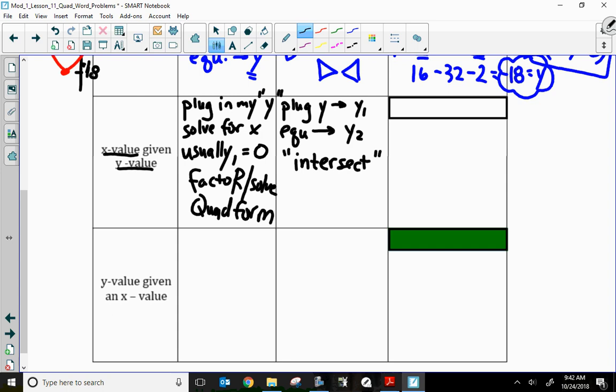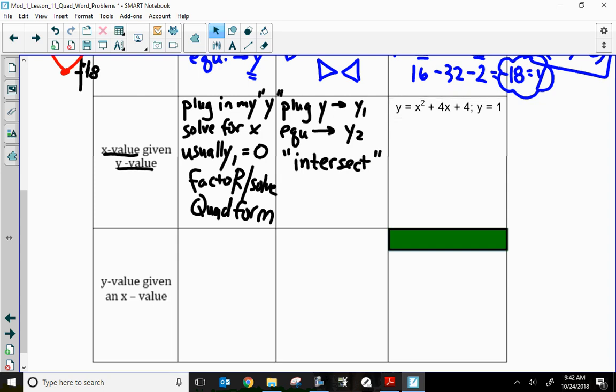It's where they intersect. That's the answer. Okay? Let's do this. Oh, wow. Y equals x squared plus 4x plus 4, where y equals 1. Okay, this is what they give us right here. So all I'm going to do is plug a 1 in for my y. 1 equals x squared plus 4x plus 4.